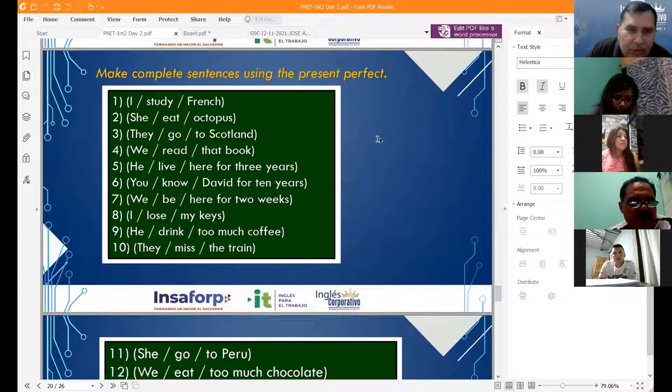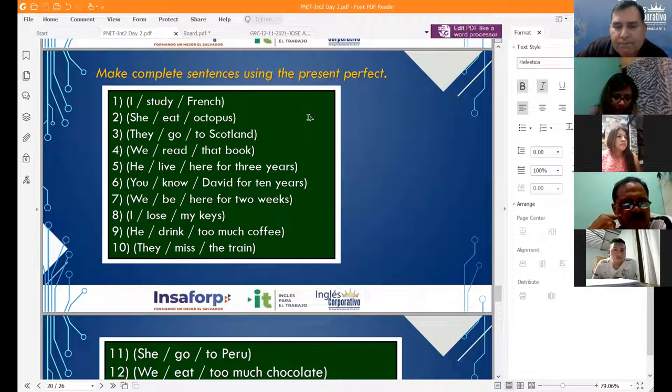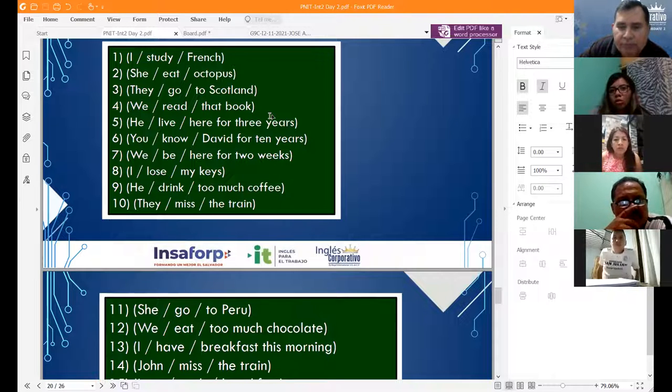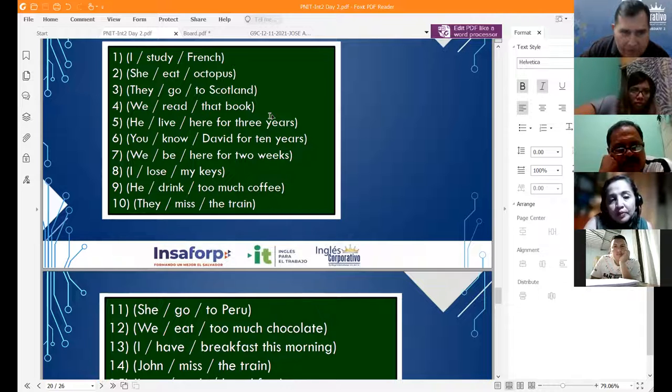Make complete sentences using the present perfect. I studied French. What do we say? I have studied French. Excellent. Number two. She has eaten octopus. Very good. Number three. They have gone to Scotland. Excellent. Four. We have read that book. Yes, we have read that book.